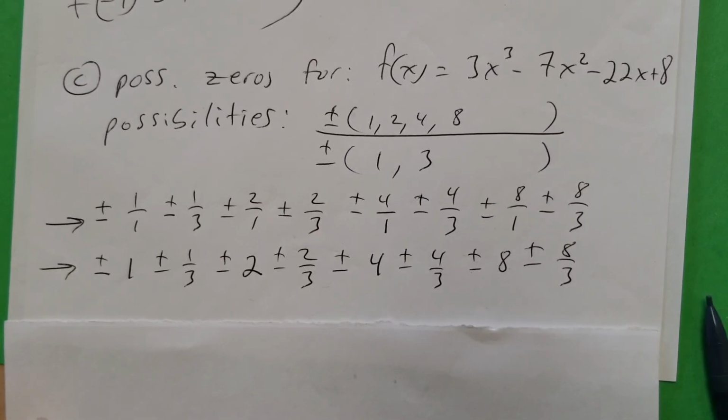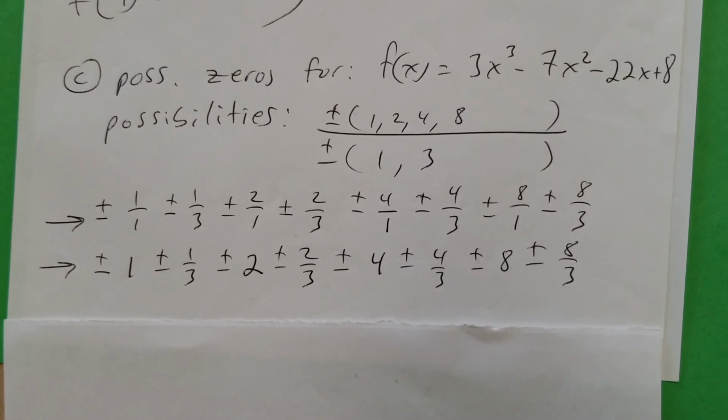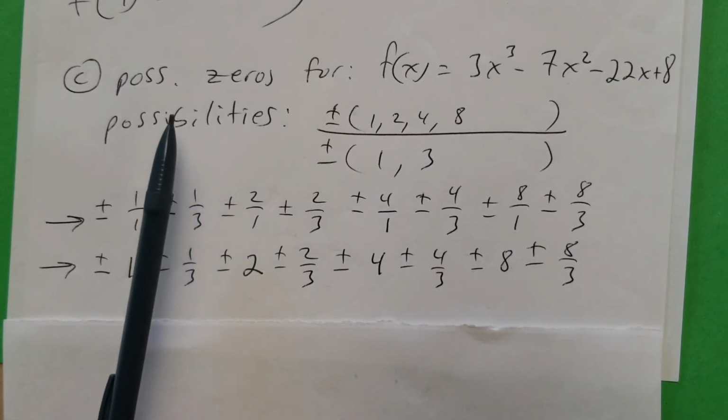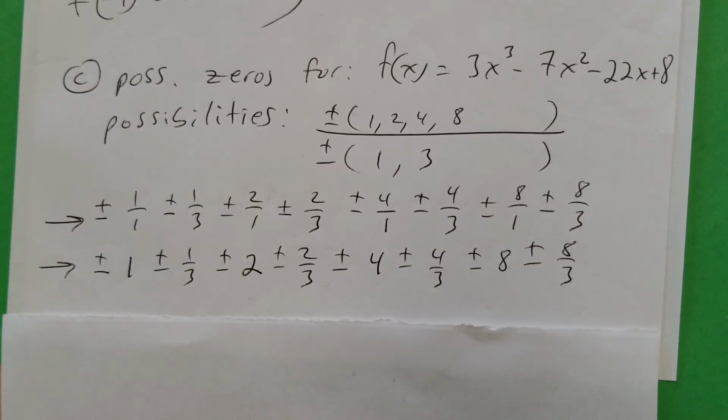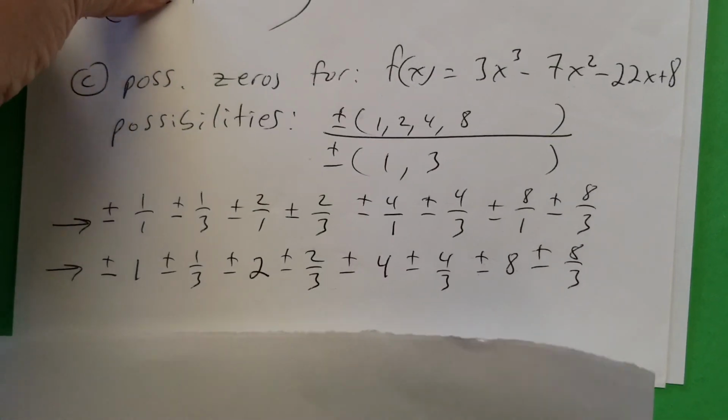So here I'm just asking for the possible zeros. I'm not asking you to plug them in and find out which ones are actually zeros. So, we're done. These are the possible rational zeros.